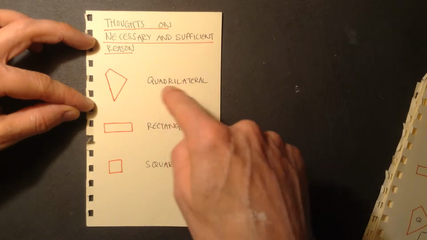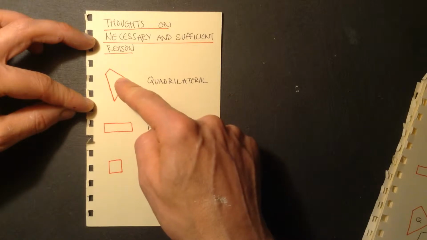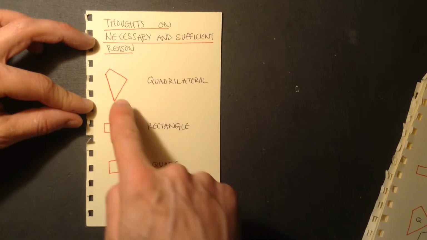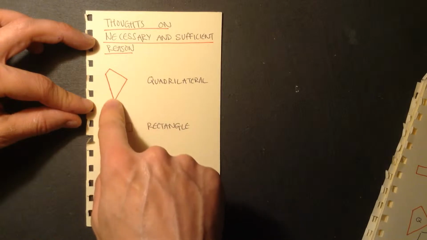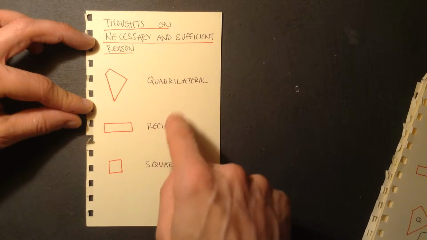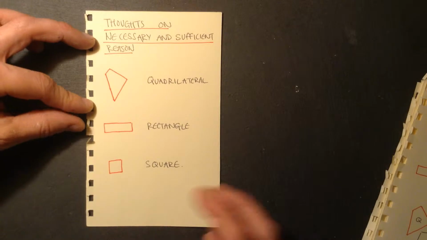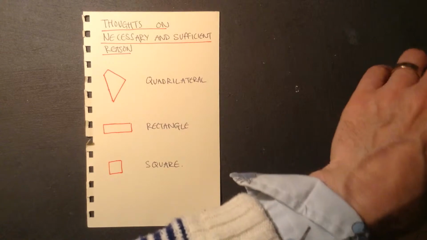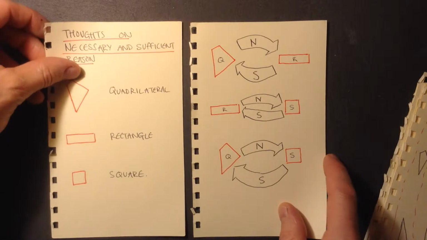Right, so I've got four-sided objects, and they go from being as random as possible to being as regular, or as perfect, as possible. So we've got a quadrilateral, a rectangle and a square. A quadrilateral has angles and sides of different lengths and sizes, so that's irregular. A rectangle is more ordered and a square is more ordered again. So I thought, can I teach myself about necessary and sufficient reason with these?